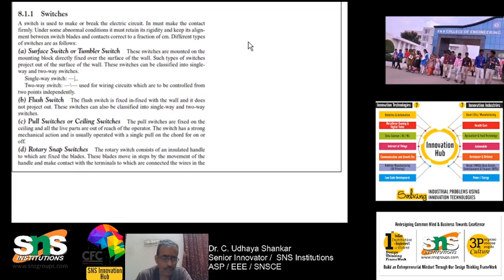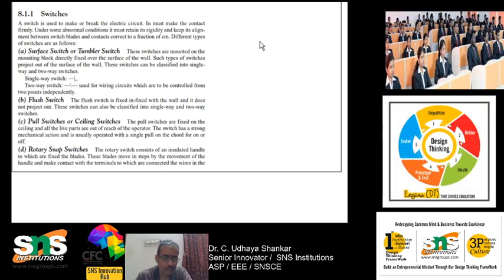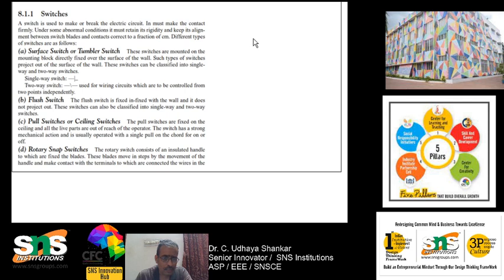So here, let's go on with the wiring materials and accessories that are used by an electrical engineer, or that we normally use during wiring. These are all there in the syllabus, so I will be covering them one by one. Normally the first one is the switch. So what do you mean by switch?